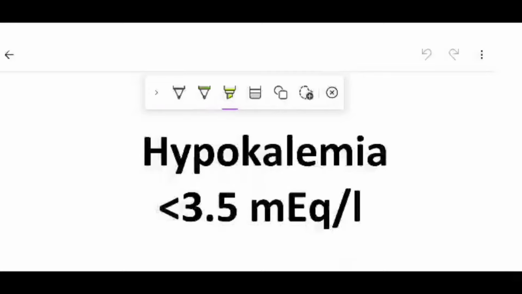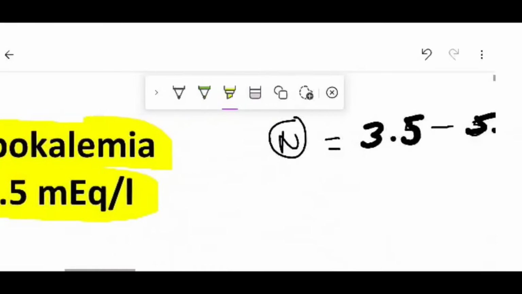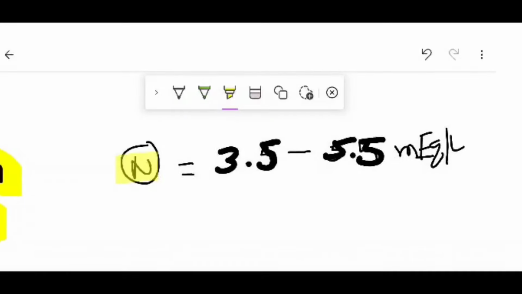So guys, in this video, I'm going to discuss a very important topic from the electrolyte abnormality series, hypokalemia. So guys, what is hypokalemia? It is the condition in which the serum potassium level falls below 3.5 milliequivalent per liter. So what is the normal value of potassium? The normal value of potassium is 3.5 to 5.5 milliequivalent per liter.